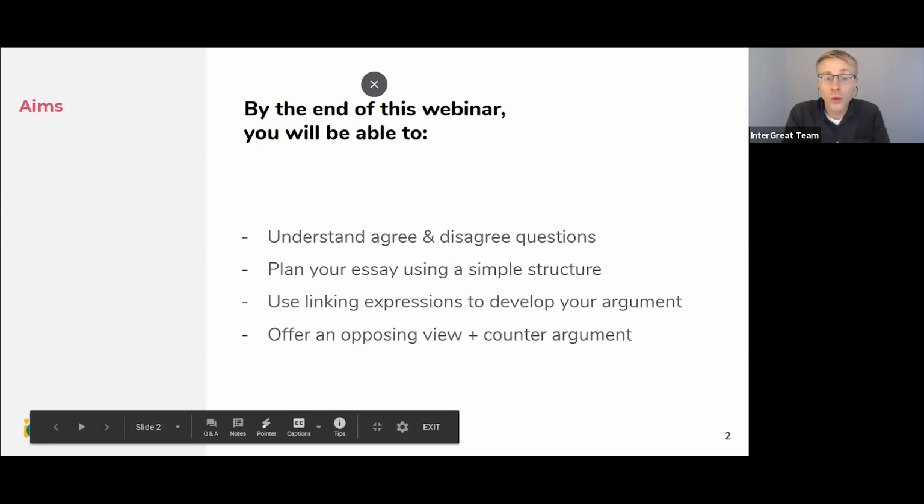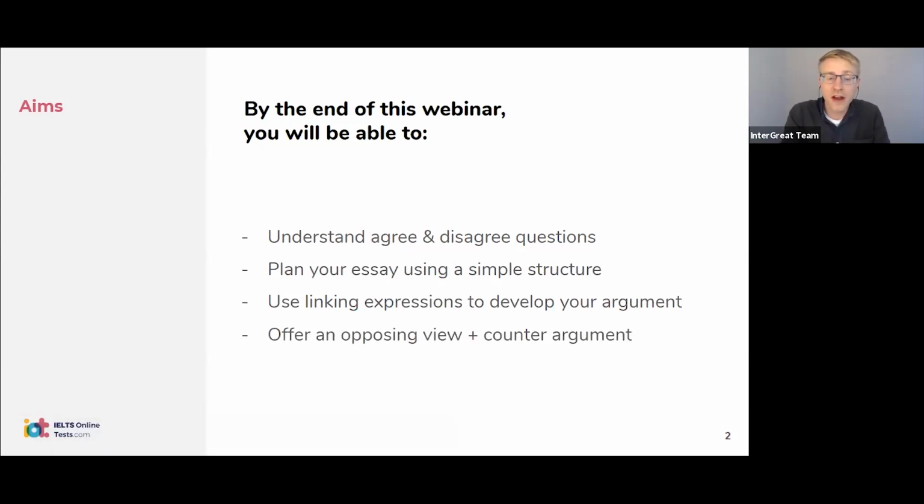We will look at how to offer an opposing view and a counter argument. This is very useful for agree, disagree, because it lets you give your opinion, but it also lets you show that you've considered an opposite point of view. And this can make your essay more academic and stronger. Exactly, Alexis, it's a type of concession.